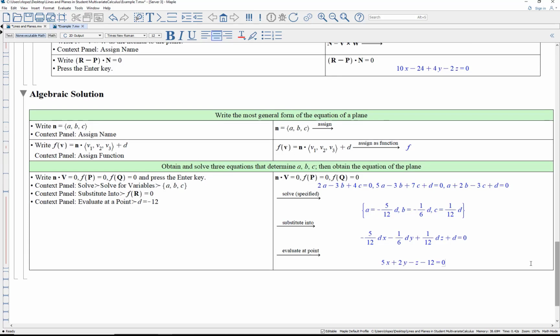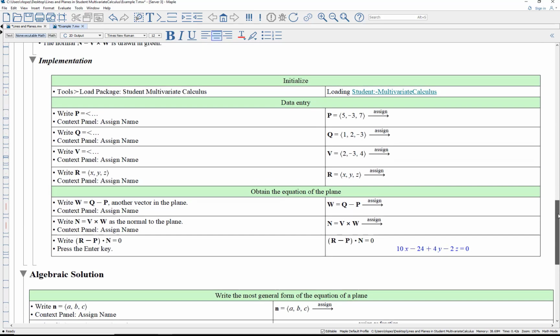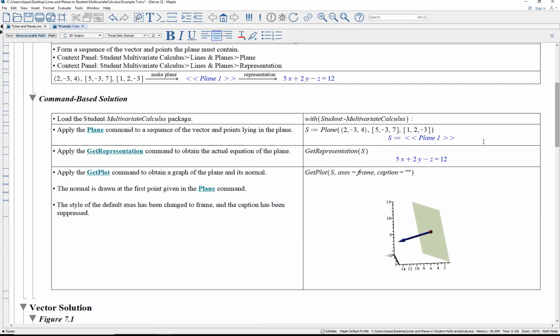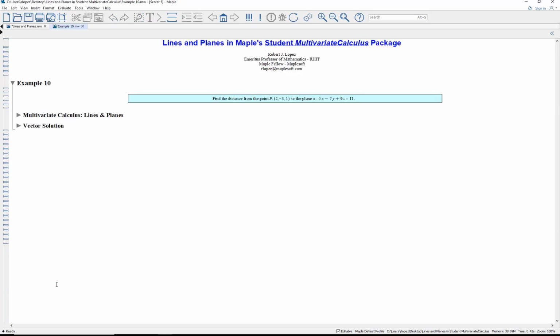It's interesting to note that this is in lowest terms. Up here, it's not. Every coefficient has a factor of 2. And when we did it way back here, the tools in the lines and planes section of multivariate calculus are also more efficient. They take out that multiple of 2. So for our last problem, I will jump down here to example 10.